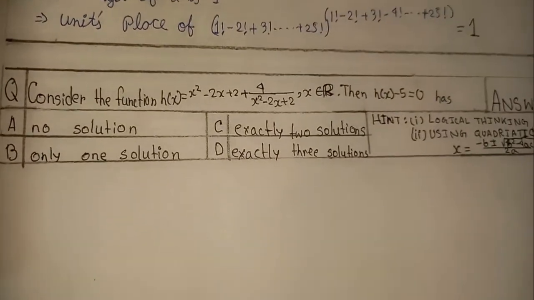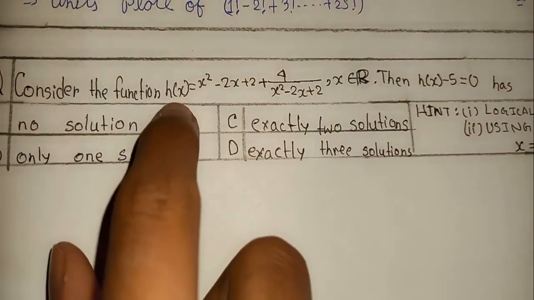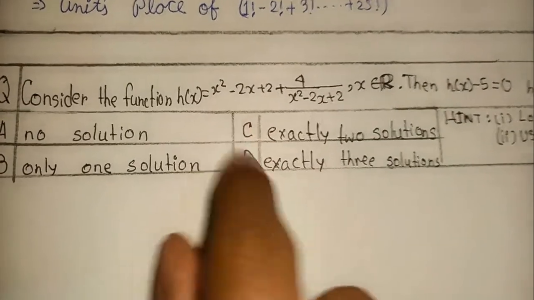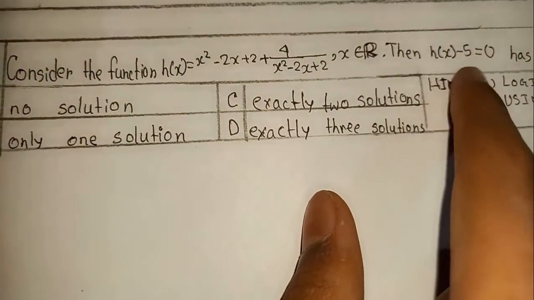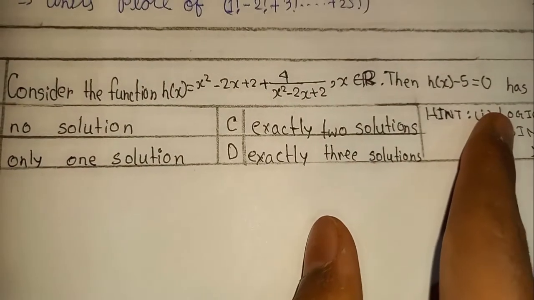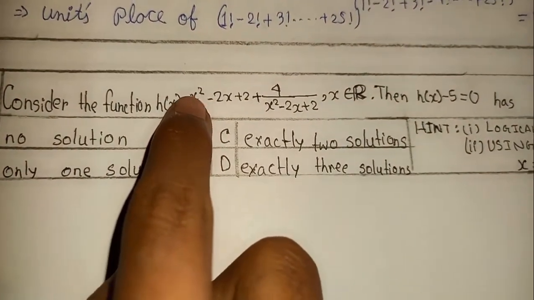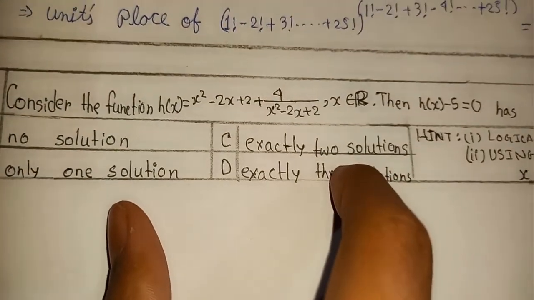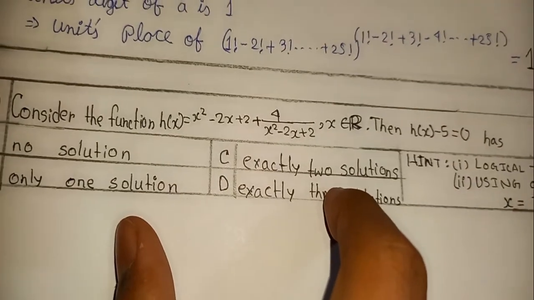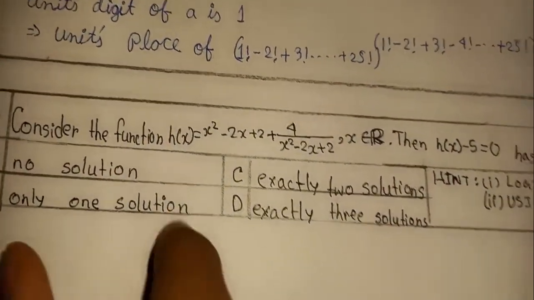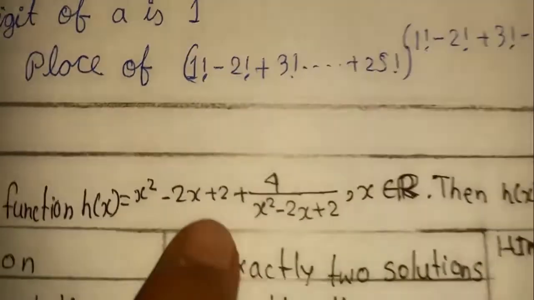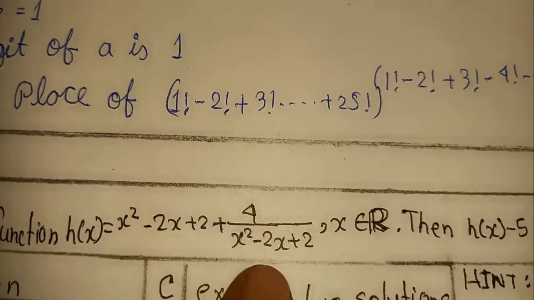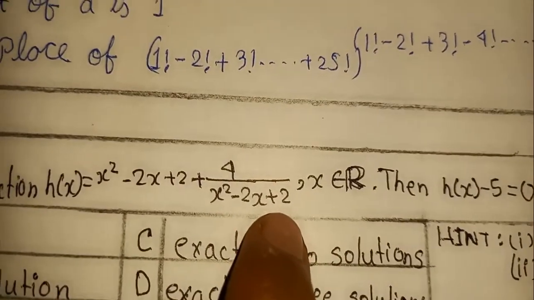Now we can see that this function has to be solved by us, and then we will get some values of h(x) which we will put here, and then we will find whether h(x) minus 5 equals 0 or not. But if we solve the whole equation directly, our calculation would be very long and the process will be very hectic. So we have to consider something. What if we consider x squared minus 2x plus 2 as any number, say a, and then the same x squared minus 2x plus 2 as again a?